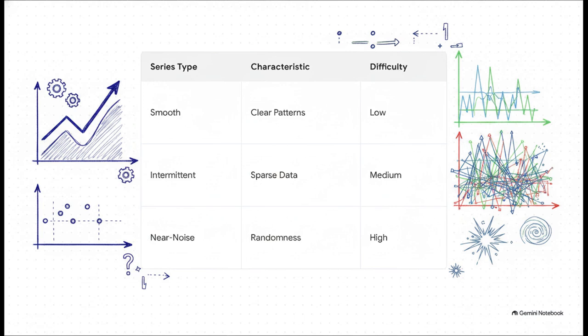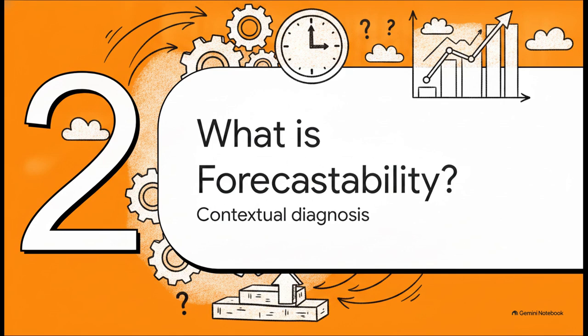Now here's the kicker. They all share the exact same forecasting horizon, yet they represent entirely different levels of difficulty. If you apply the exact same massive machine learning strategy to all three of these without checking their vitals first, you are absolutely setting yourself up for failure. Moving on to Section 2.